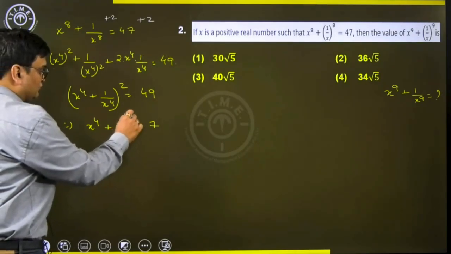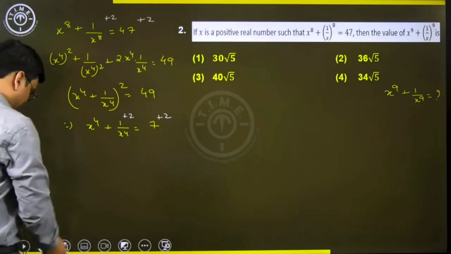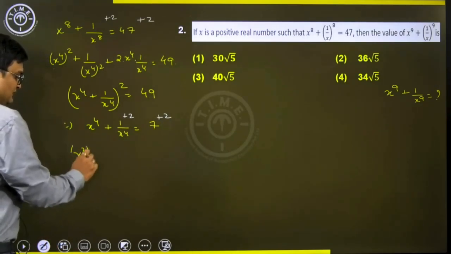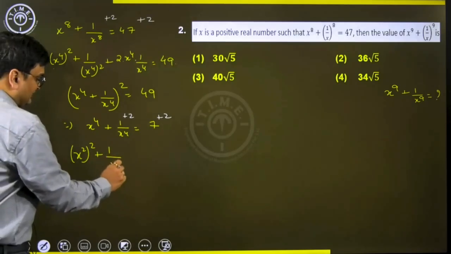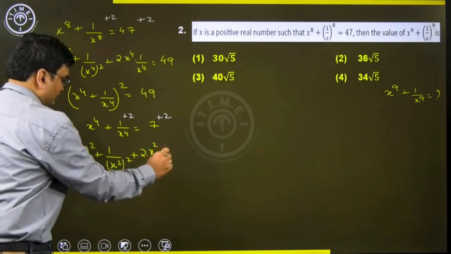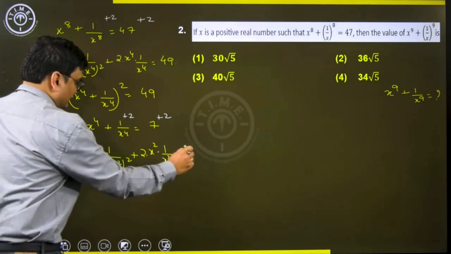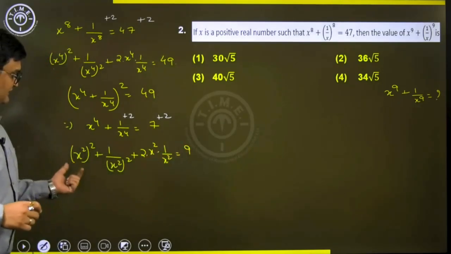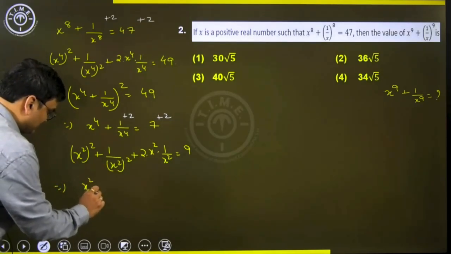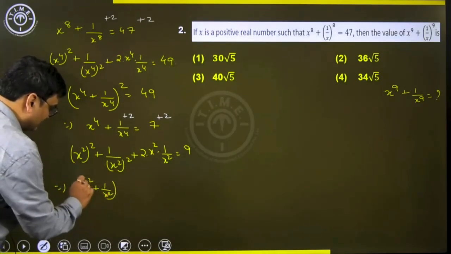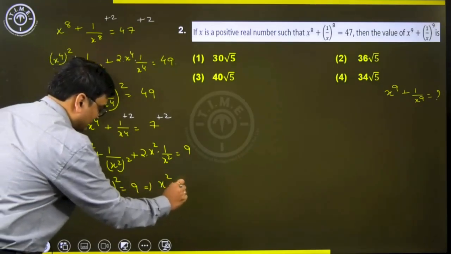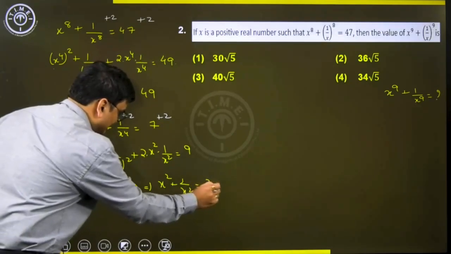So again if I add 2 on both sides, we can write this as x square whole square plus 1 by x square whole square plus 2 into x square into 1 by x square. So this will be equal to 9. Again this is of the form a plus b the whole square. So x square plus 1 by x square whole square will be equal to 9. This would give us the value of x square plus 1 by x square as 3.